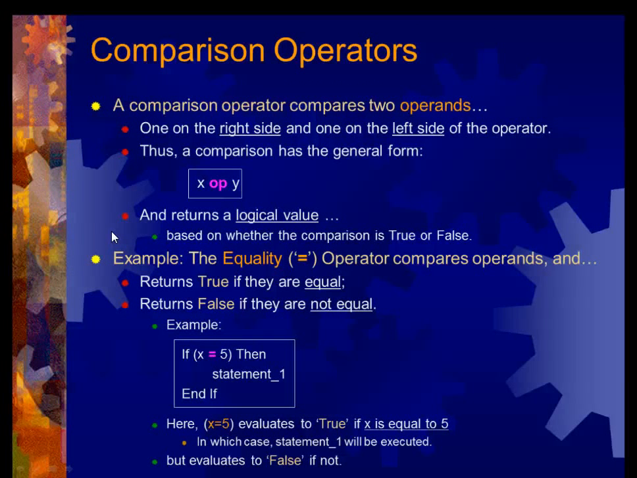Okay, let's read what he says. Comparison operators. A comparison operator compares two operands, one on the right side and one on the left side of the operator. Thus, a comparison has the general form, one on the left and one on the right, with the operator in the middle, and returns a logical value.